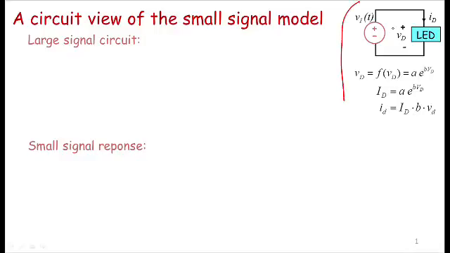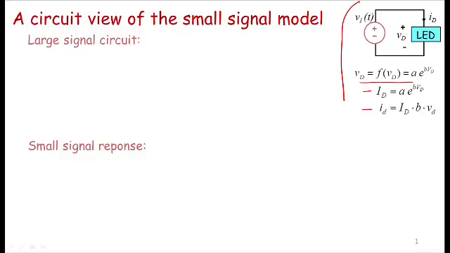Our basic circuit was a voltage source with an input VI connected across our LED hypothetical device, and the relevant equations were VD equals AE^BVD for the total variable. This was the operating point equation, and this was the small signal equation. All right, so let's now draw two kinds of circuits. We can draw a large signal circuit and a small signal circuit.